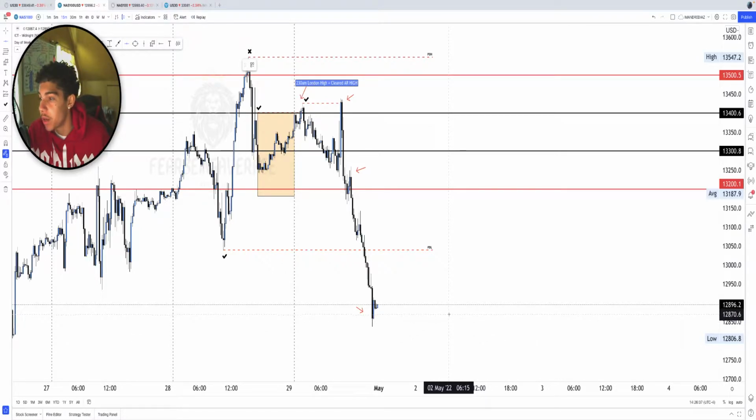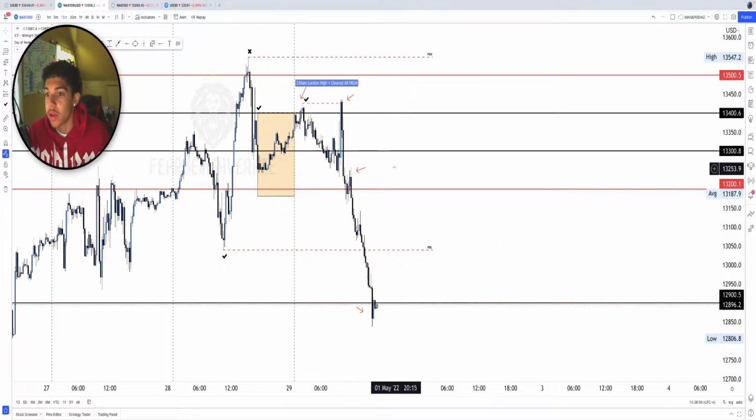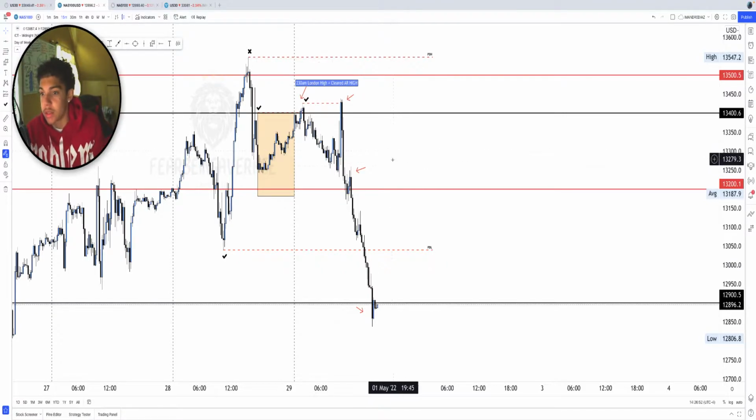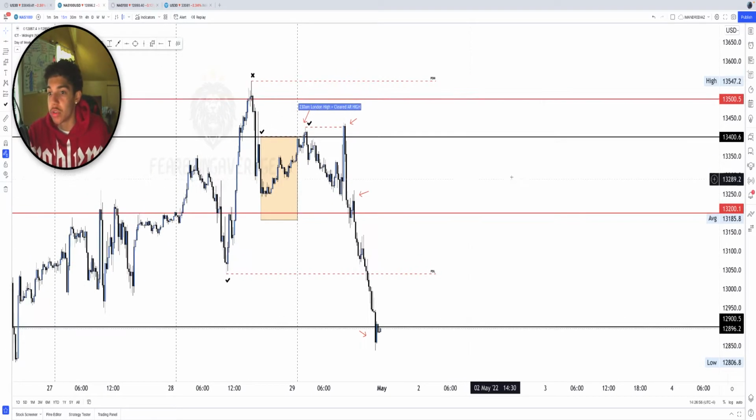You could even put 900 right here. Yeah, I'll just have 900. So we have that 900 level right there. Matter of fact, I'm going to get rid of this level here because this level wasn't really respected, but you can see that this level respected right here at 13,200. So these are the main levels.